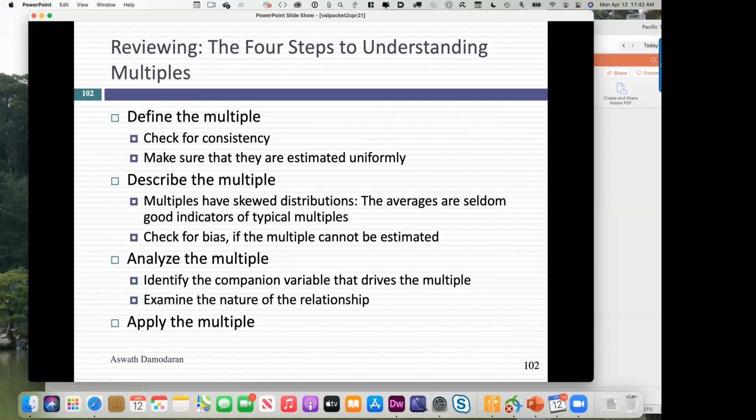So I'm going to review the 4 steps to kind of deconstruct multiples. Start by defining the multiple. Make sure it's consistently defined and uniformly estimated, right? Remember, price to EBITDA doesn't work. Price to sales, very dangerous. Second, describe the multiple. Get friendly with your data. Use statistical tools to get a sense of what's high, what's low, what's typical. Third, analyze the multiple. Go back to a discounted cash flow model, a dividend discount model for an equity multiple, an enterprise value model for a firm multiple. Figure out the variables that drive this multiple. And only then should you apply the multiple. Define, describe, analyze, apply.